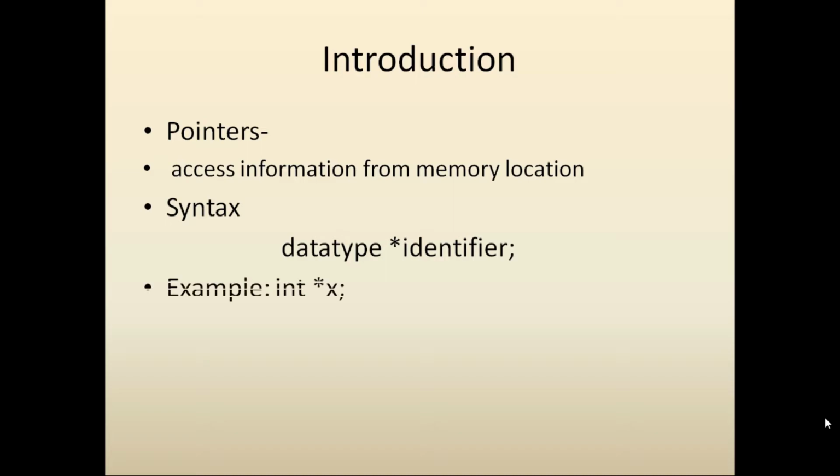Let us take one example. Here I have declared x as a pointer by giving an asterisk in front of it: int asterisk x. So now x acts as a pointer. Next, in this pointer topic we are going to use various operators like ampersand and asterisk. Ampersand gives you the address of that variable and asterisk gives you the data at that address. This is like vice versa.